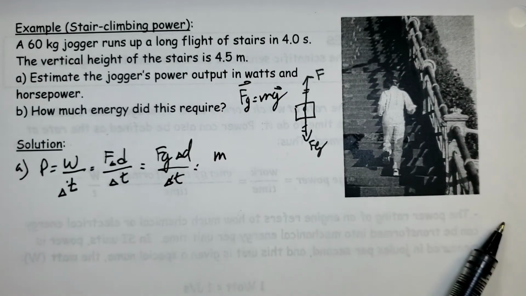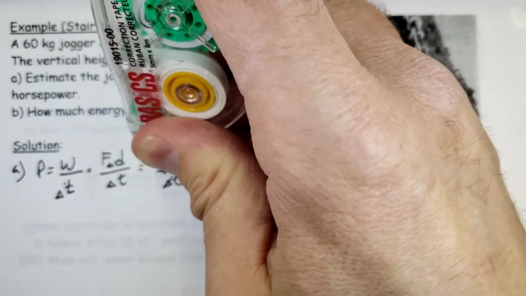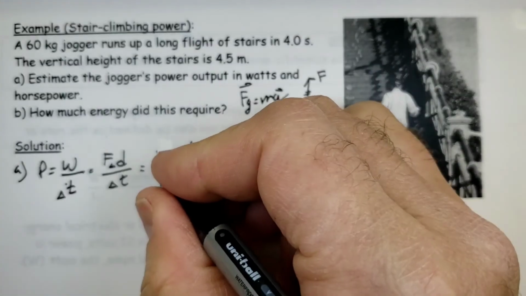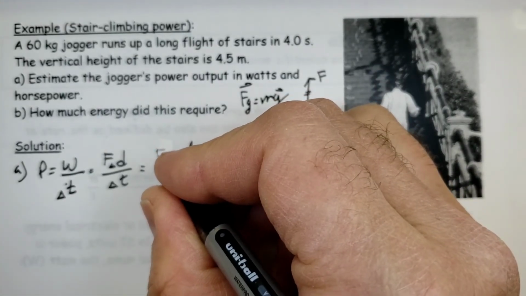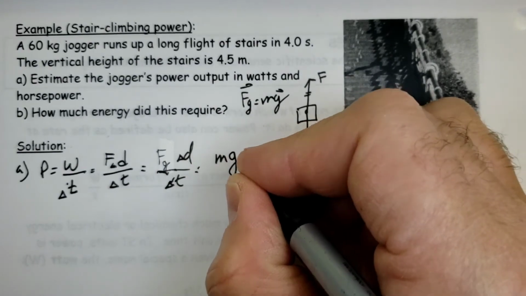So I should have made that a little bit more clear. So I'm just going to fix that up. So F, make a little g, Fg, because here I'm going to put in the big G.